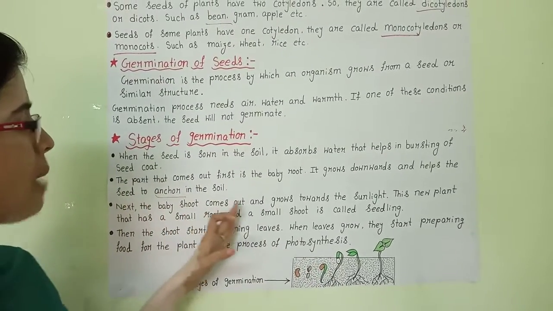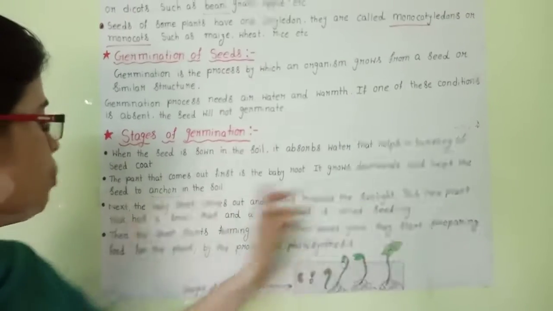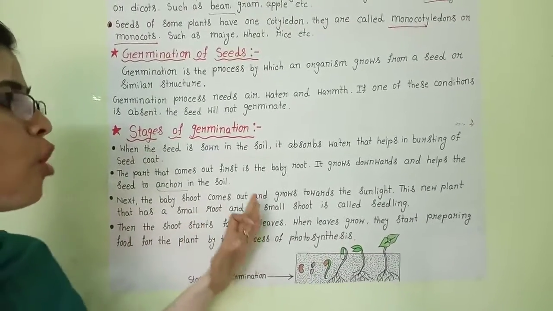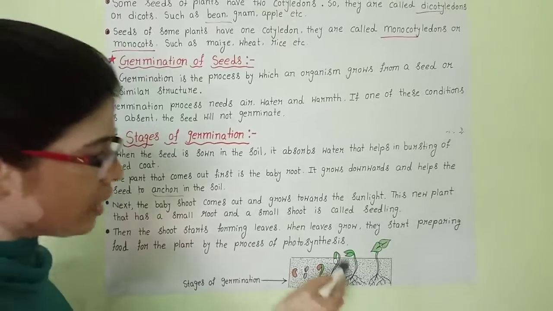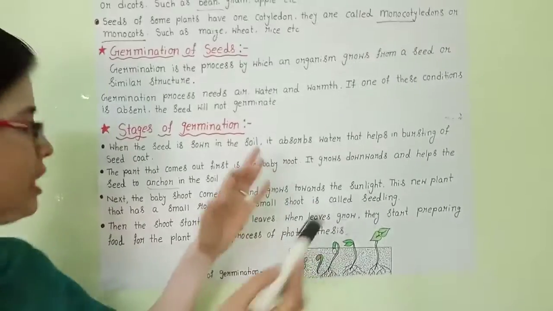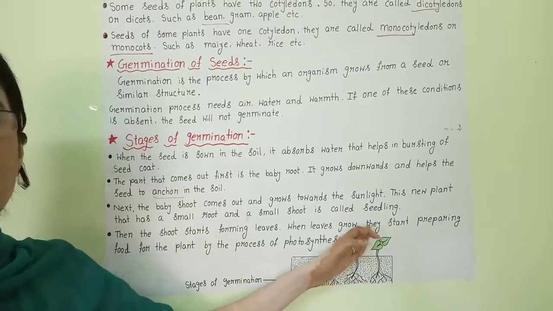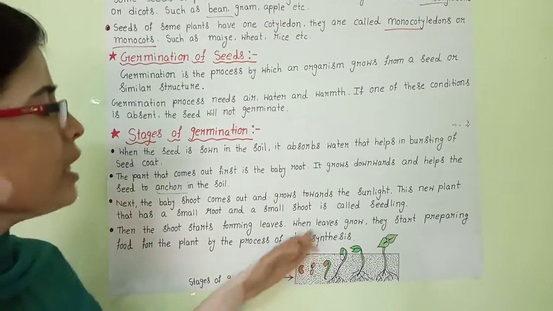Next, the baby shoot comes out and grows towards the sunlight, the upward part. This new plant with a small root and a small shoot is called a seedling. Both parts, small root and small shoot, are present. That's why this is called a seedling. Then the shoot starts forming leaves. The shoot part, that means the upward part, forms leaves.